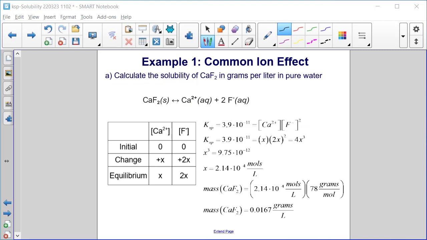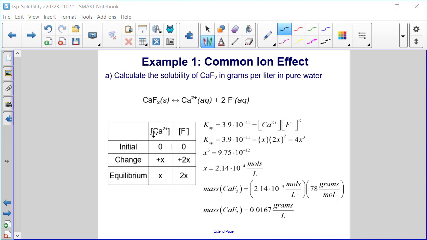All right, so first we're calculating the solubility in grams per liter in pure water. So we start with our dissociation of calcium fluoride solid into its ions, Ca2+ and 2F-. KSP was given as 3.9 times 10 to the minus 11, and that's the concentration of the calcium ion times the concentration of the fluoride ion squared, given the coefficient in our dissociation here.